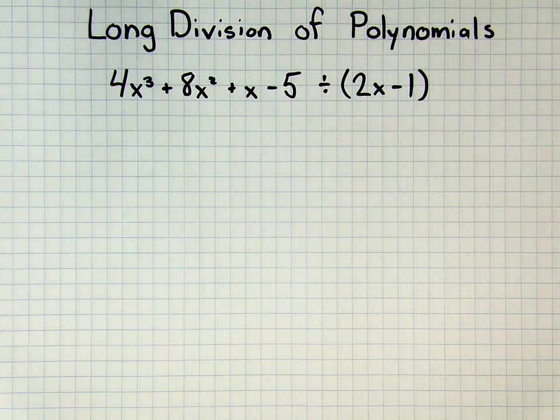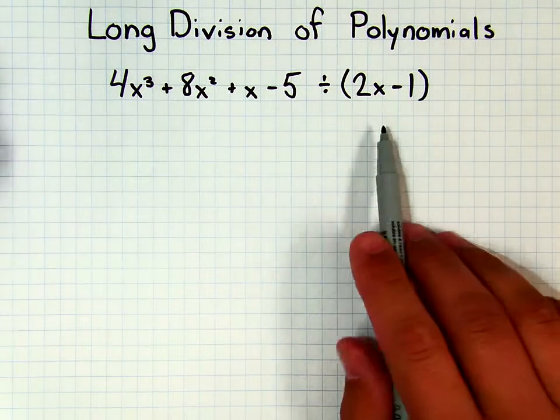Hello, just a little video here on how to do long division of polynomials. So here's the example. I've got 4x cubed plus 8x squared plus x minus 5 divided by the binomial 2x minus 1. So the first thing that we do is we set it up using the long division symbol.